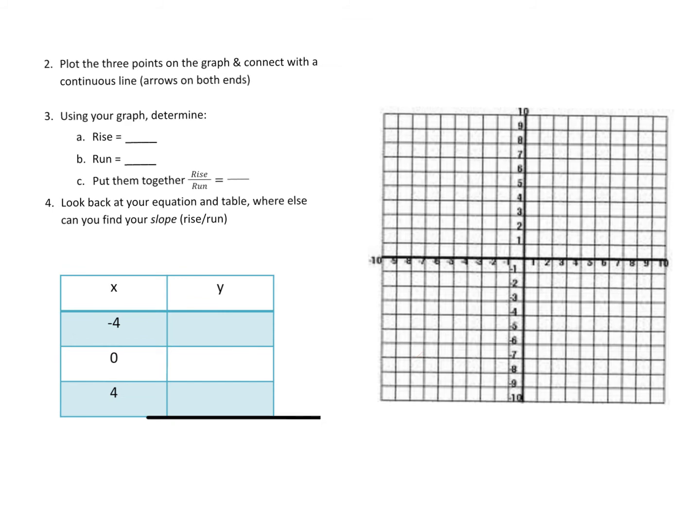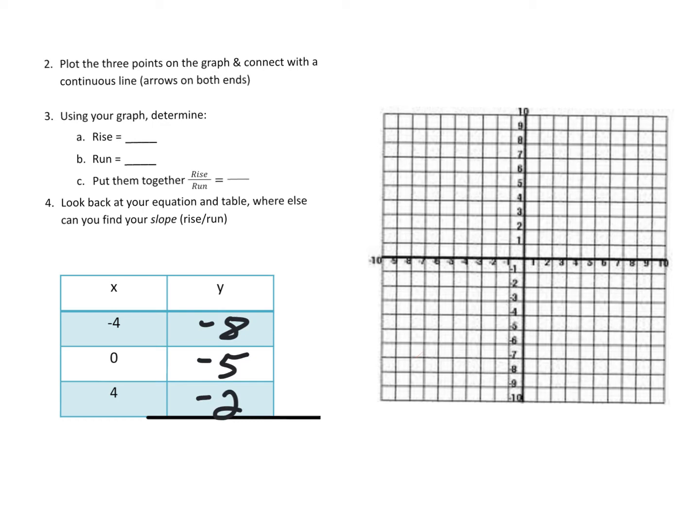Here we have some instructions, and it wants us to plot the 3 points on the graph and connect with a continuous line. By that, I mean arrows on both ends, okay? So let's use our table. Remember when we plugged in a -4, we got a -8. When we plugged in a 0, we got a -5. And when we plugged in a 4, we got a -2, okay?